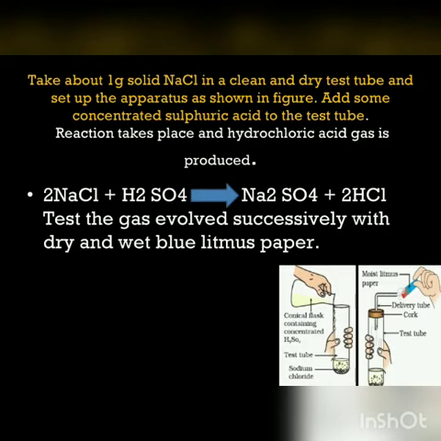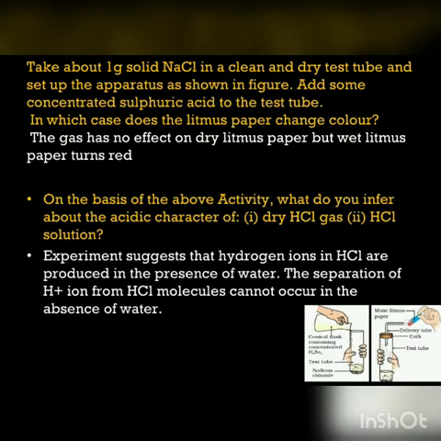Take about 1 gram of solid NaCl in a clean and dry test tube and set up the apparatus as shown in the figure. Add some concentrated sulfuric acid to the test tube. The reaction takes place and hydrochloric acid gas is produced. Test the gas evolved successively with dry and wet blue litmus paper. In which case does the litmus paper change color? The gas has no effect on the dry litmus paper but the wet litmus paper turns red.